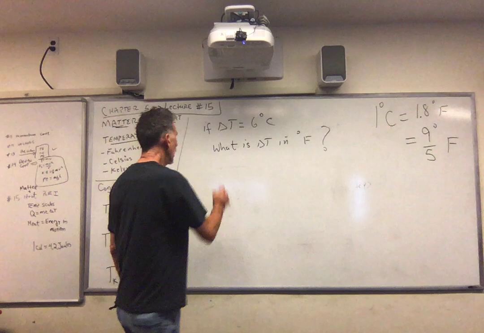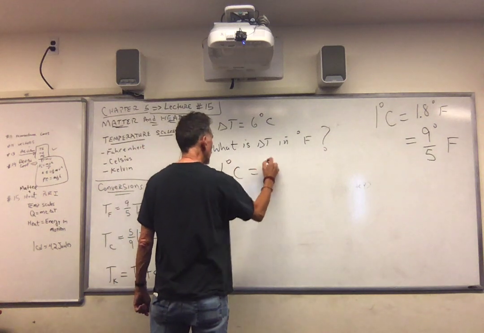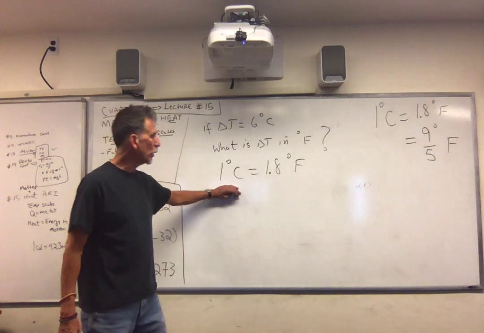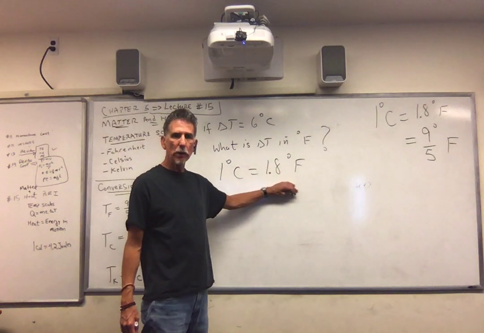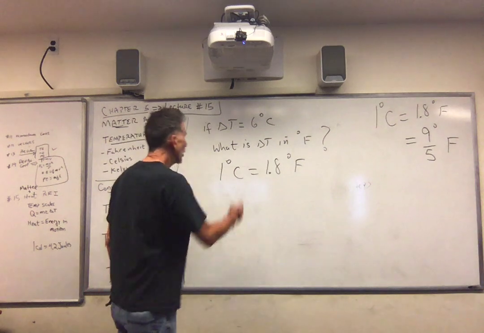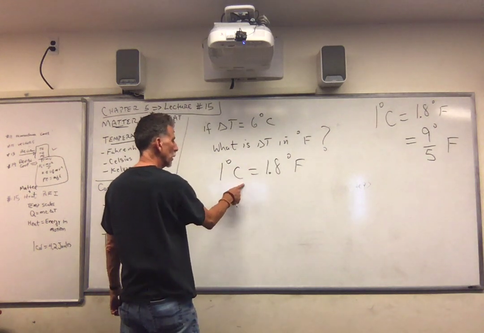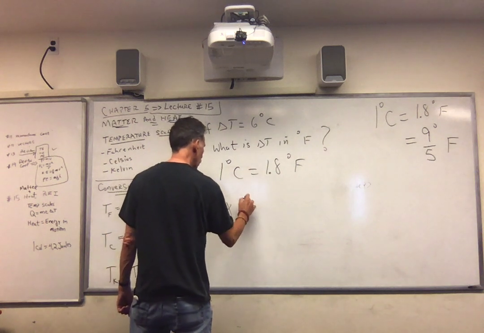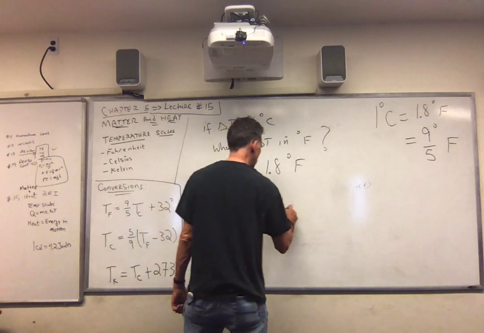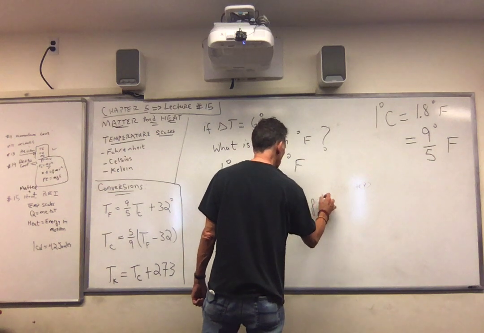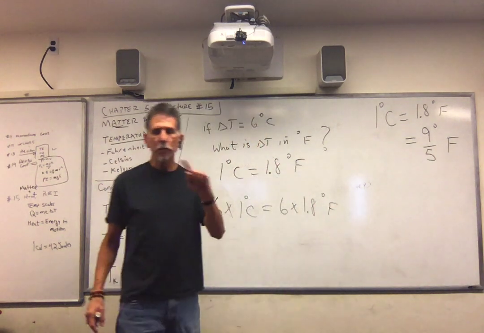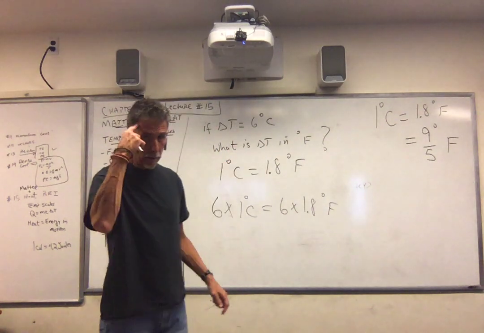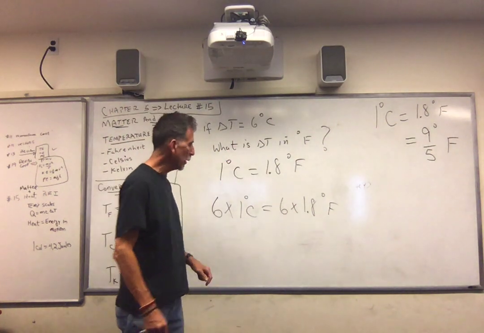Well, we just said that 1 degree Celsius is 1.8 degrees Fahrenheit, right? A change of 1 degree in Celsius is equal to a change of 1.8 degrees in Fahrenheit. So what if I take a 6 degree change? So all I'm doing is multiplying this equation by 6. 6 times 1 degree Celsius has to be equal to 6 times 1.8 degrees Fahrenheit. Now, before you reach for your calculators, forget the calculators. Let's connect some neurons, shall we?